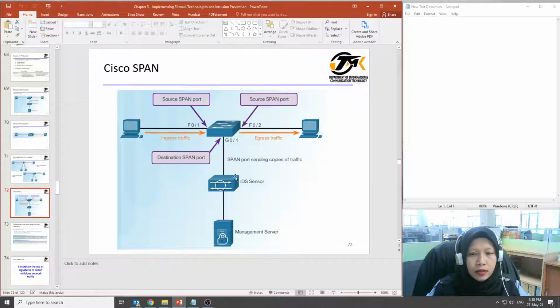For example, this is the sensor for detection. This is the management server that will get the information from the detection. So in this mode, the switch has a source port SPAN from the user, and a destination port SPAN. The egress traffic goes through the switch, and the switch is configured to mirror the traffic to the IDS, so it is able to check the traffic.